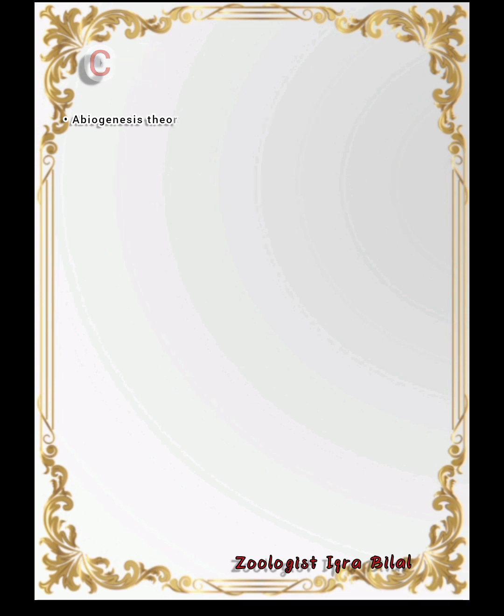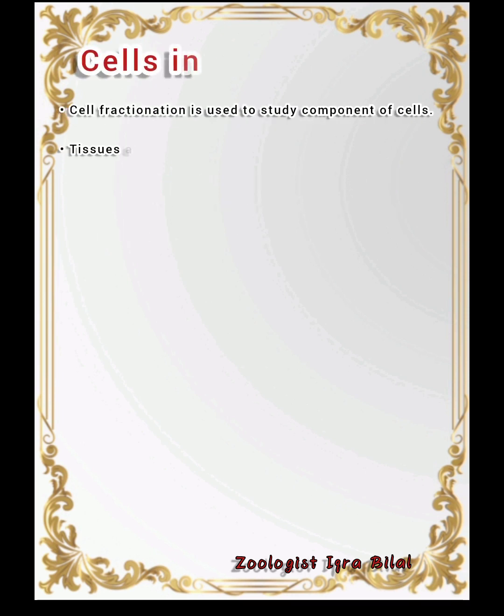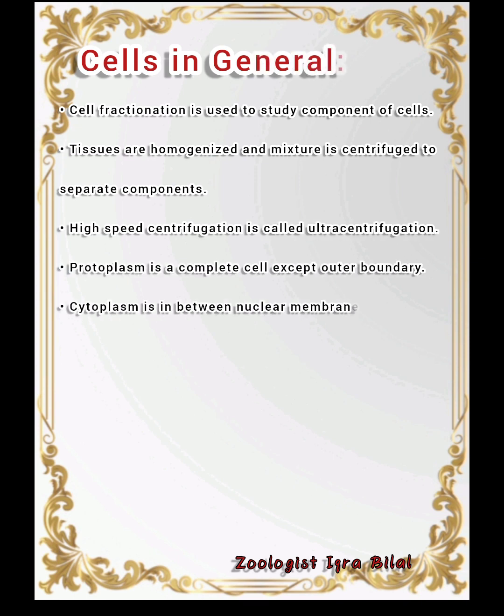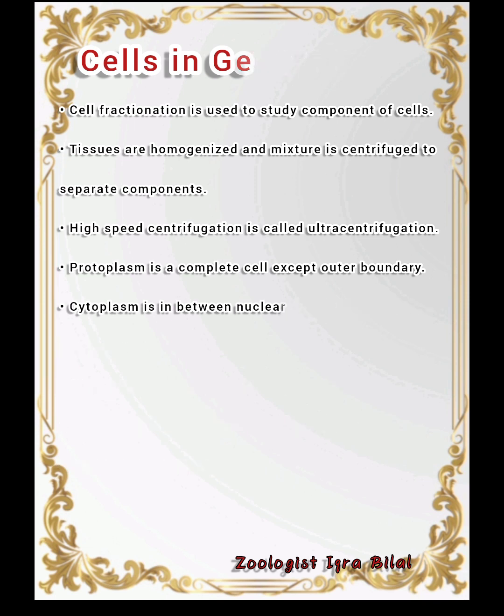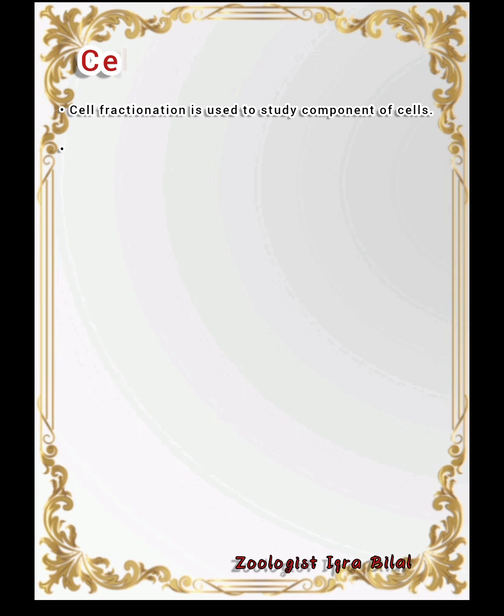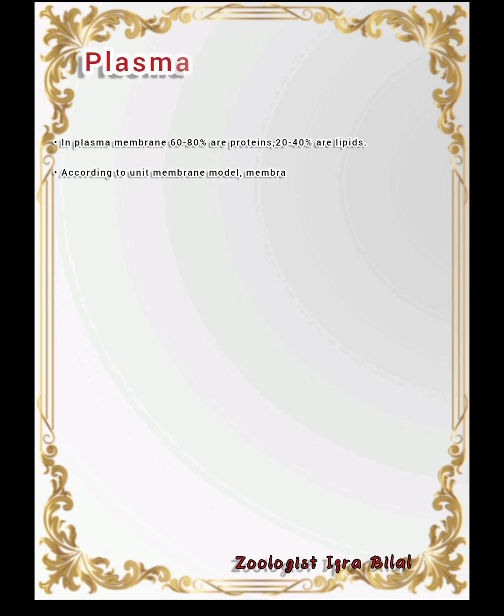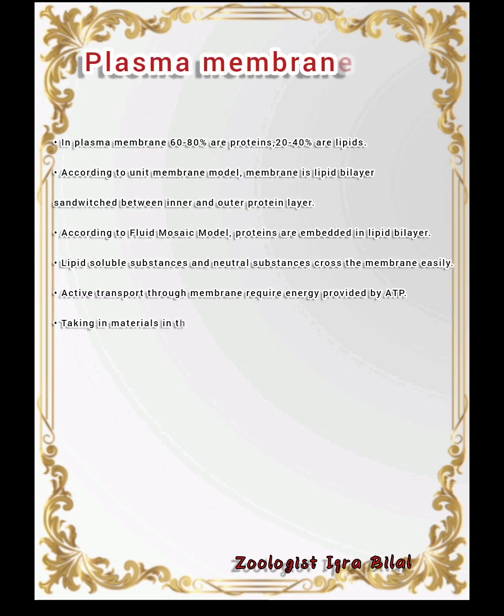Cells in general. Cell fractionation is used to study components of cells. Tissues are homogenized or mixed and the mixture is centrifuged to separate components. High-speed centrifugation is called ultracentrifugation. Protoplasm is the complete cell except the outer boundary. Cytoplasm is in between the nuclear membrane and plasma membrane. Sizes of cells are measured in micrometers. 1 micrometer is equal to 0.000001 meter. Ostrich egg is the biggest cell.